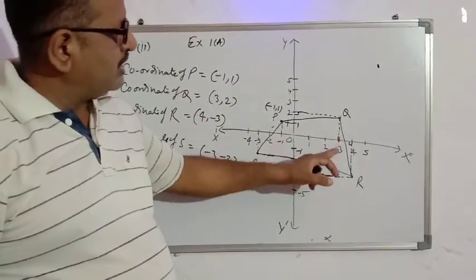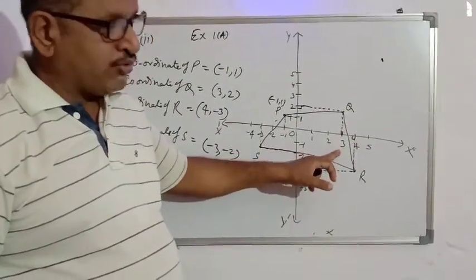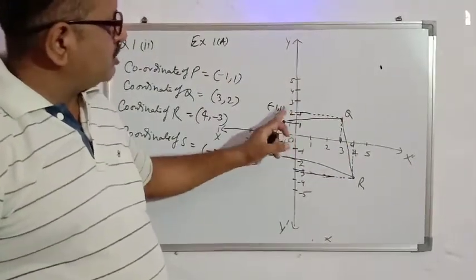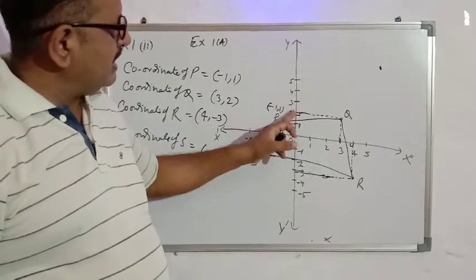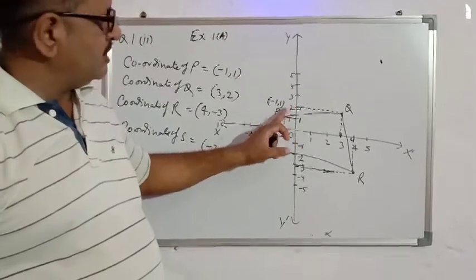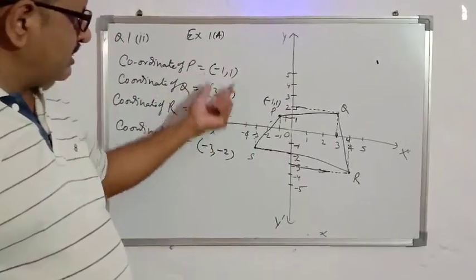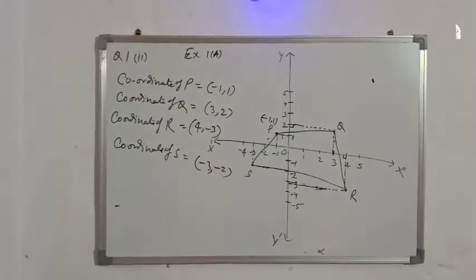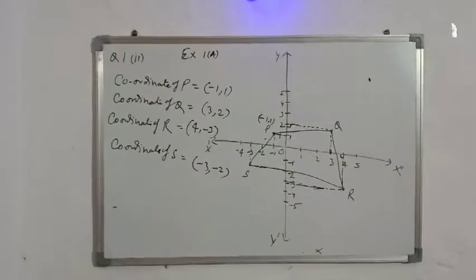When we draw the perpendicular, it meets the x-axis at some point. That point will be the first component. And draw the perpendicular to the y-axis, it will meet the y-axis at some point. That will be the second component. In this way, we can find the coordinate. So that was question number 1, second part. Now we will see the next question.